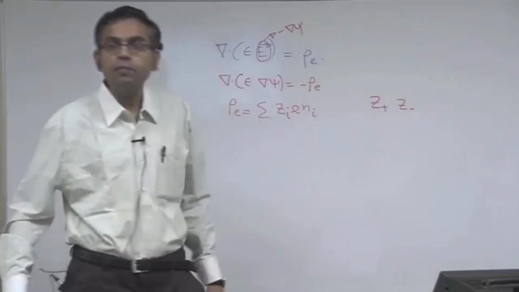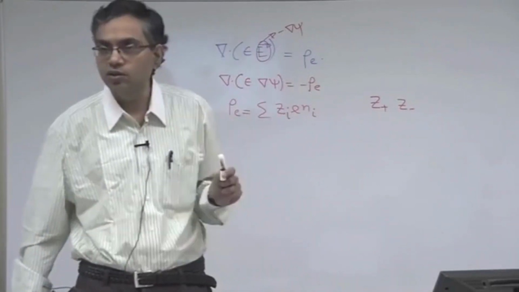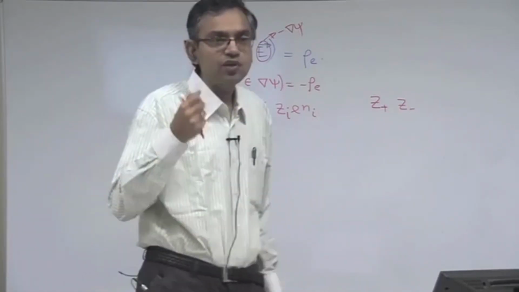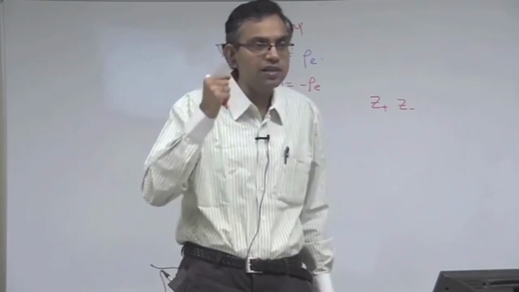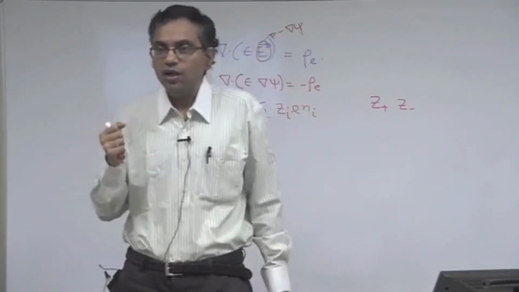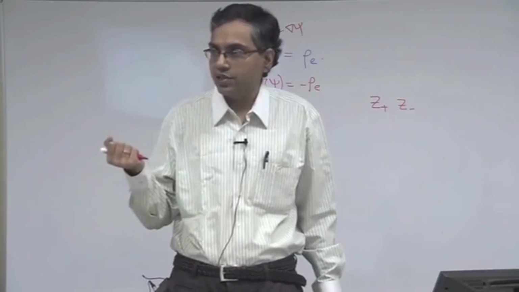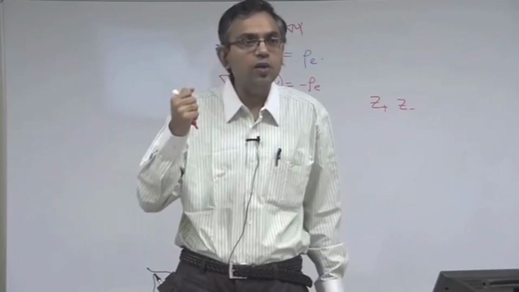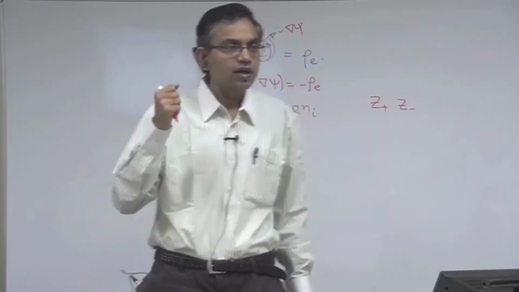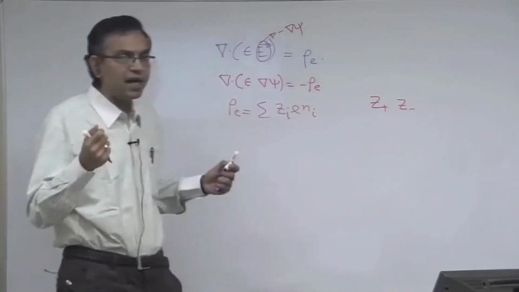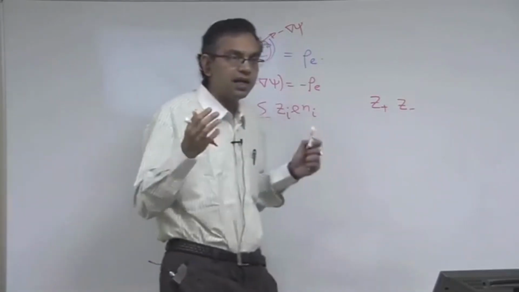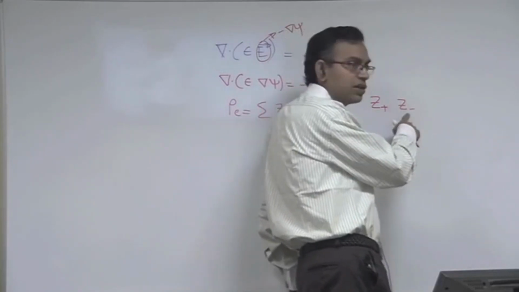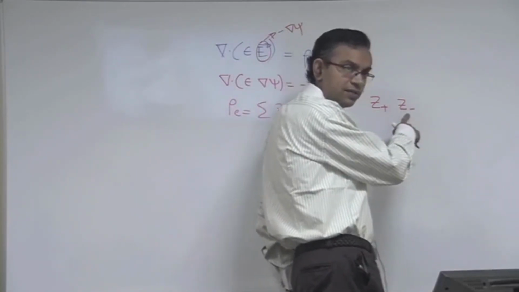Let me give you an example. Let us say you have a salt water solution. Typically in electroosmosis many times you use a salt water solution, say NaCl water or KCl water. So after the dissociation reaction you will have Na plus, Cl minus, H3O plus, OH minus. Out of that, Na plus and Cl minus are dominating, so let us say Z plus corresponds to Na plus and Z minus corresponds to Cl minus.